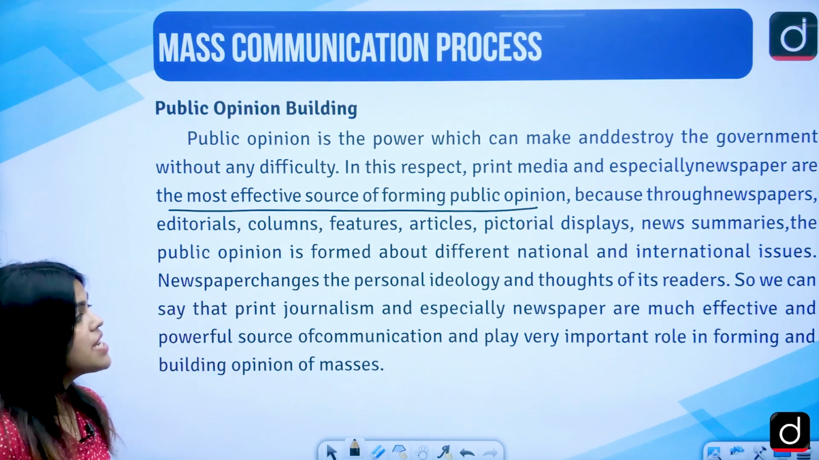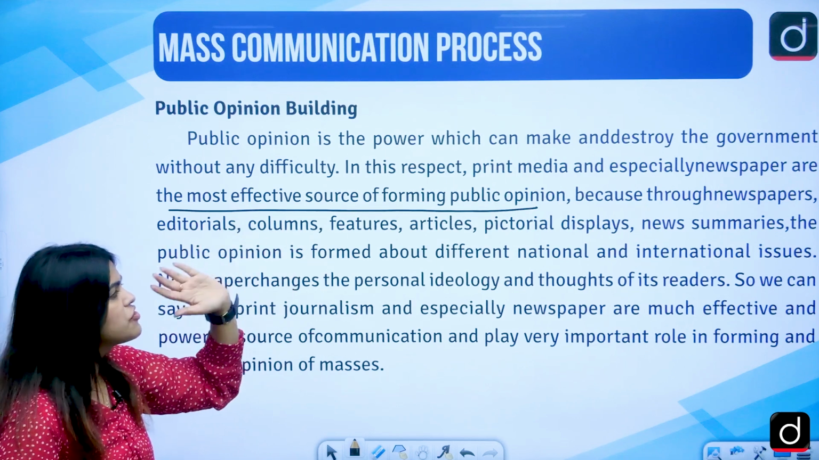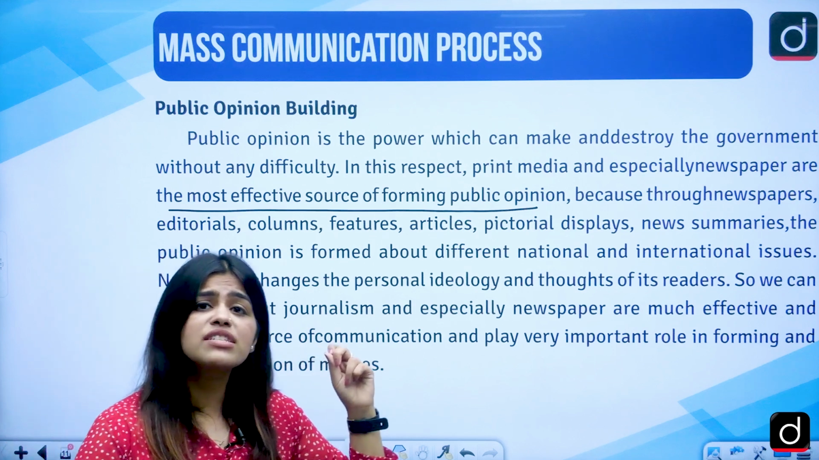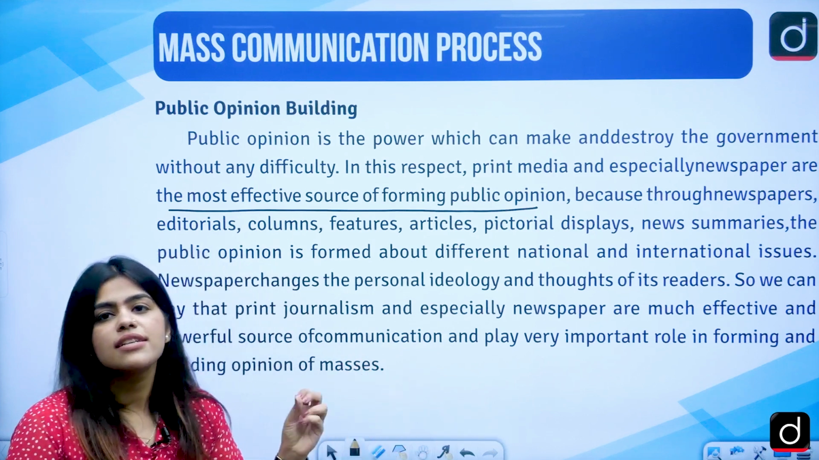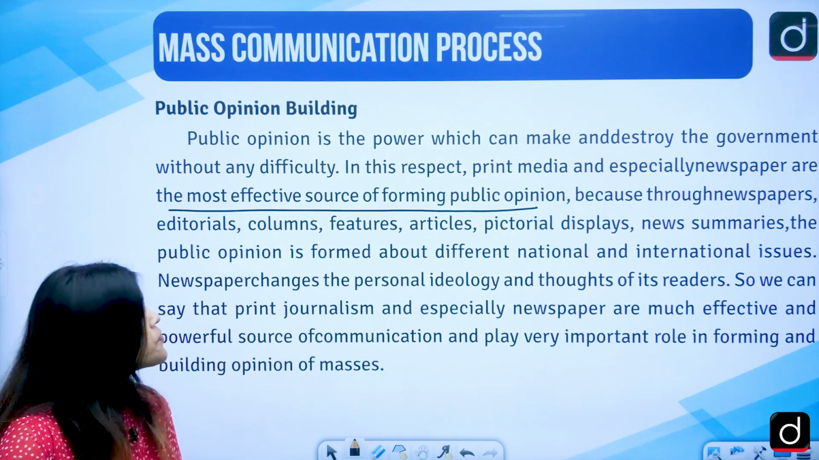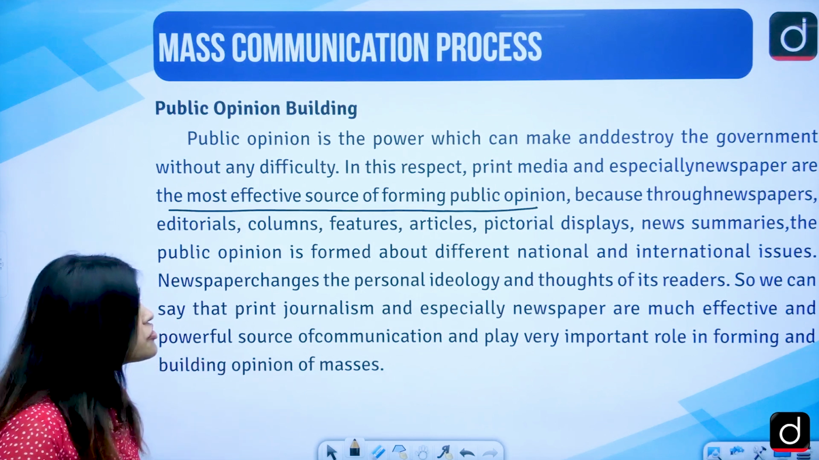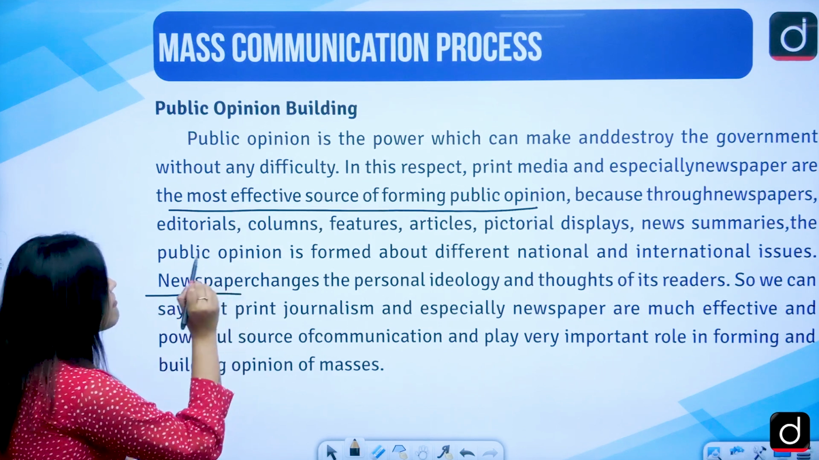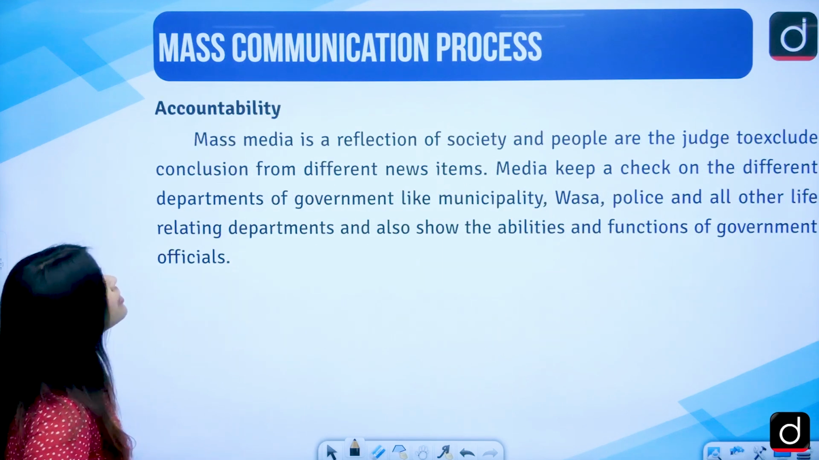So public opinion is shaped by using newspapers, editorials, columns, features, articles, pictorial representations. You must have seen there are always comic strips in any newspaper you pick up. So what is this? This is just a way to capture attention and to create opinions. There are news summaries, there are different opinions about the nation, international issues, environment, etc. So newspapers hold a very important position, and they are trying to form and build different opinions.